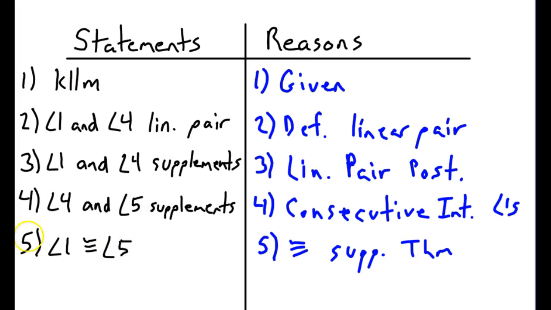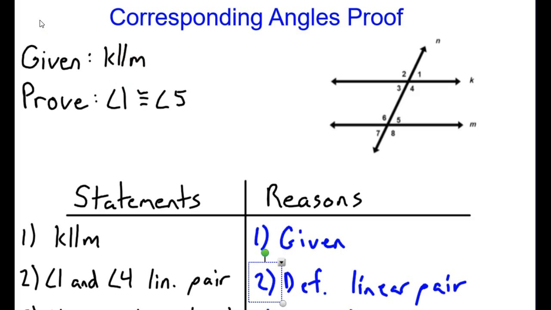parallel, and we showed that an arbitrary corresponding angle pair was congruent to each other. So corresponding angles will always be congruent, and this was a proof that shows why that's always going to be true. These are the only two proofs I'm going to go through right now in this lesson.